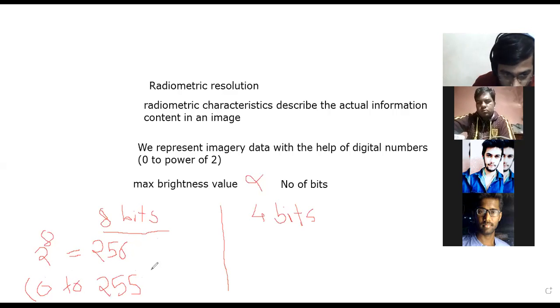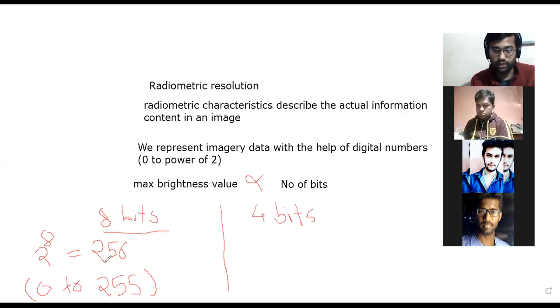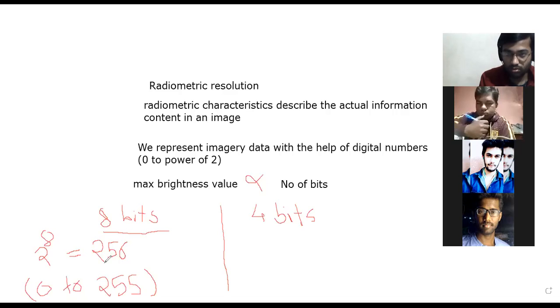We also count 0. So if your imagery is 8 bits, you will have a maximum of 256 brightness values, or 256 digital numbers, from 0 to 255. Your last digital number will be 255, not 256, because here we are counting 0. Clear?